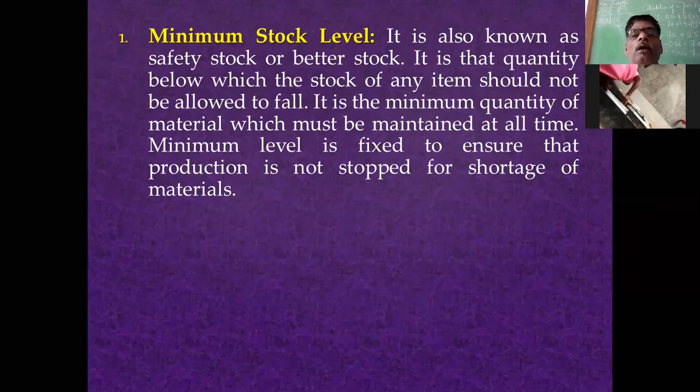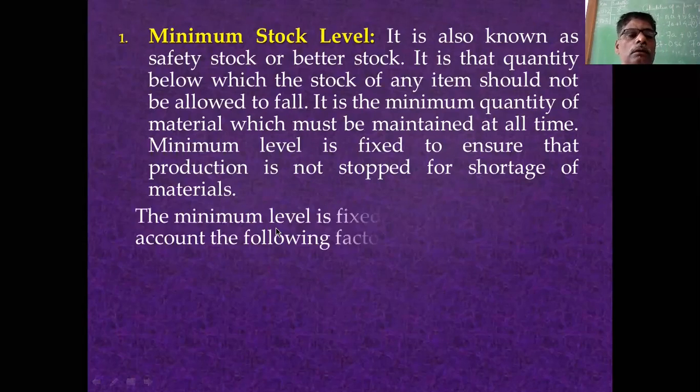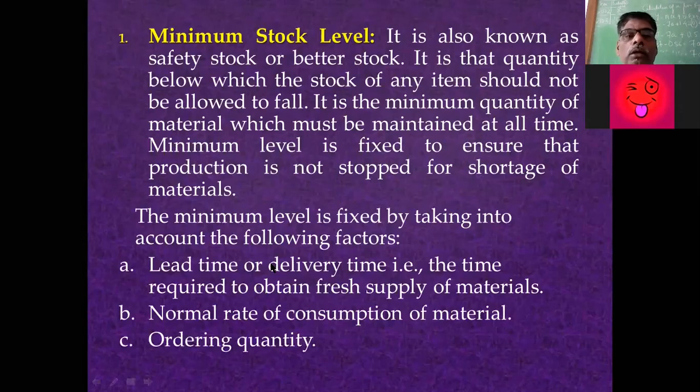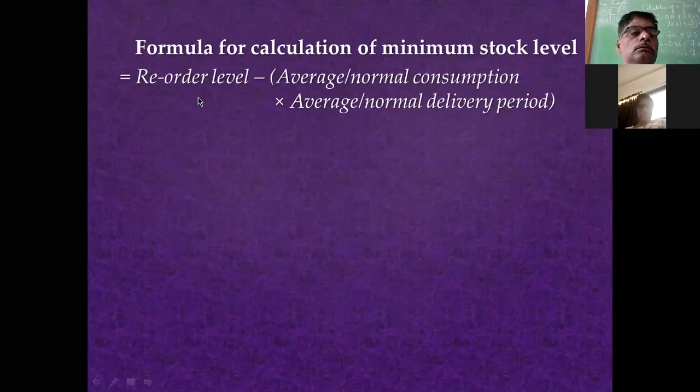Minimum stock level is calculated on the basis of reorder level, average consumption and average delivery period. I already explained these points in yesterday's class. I will not explain again today. You see the equation. Minimum stock level is equal to ROL minus average consumption into average delivery period. ROL is nothing but maximum consumption into maximum delivery period.